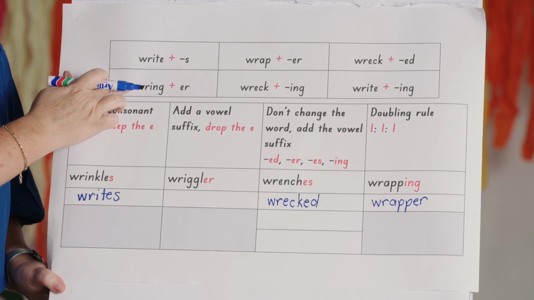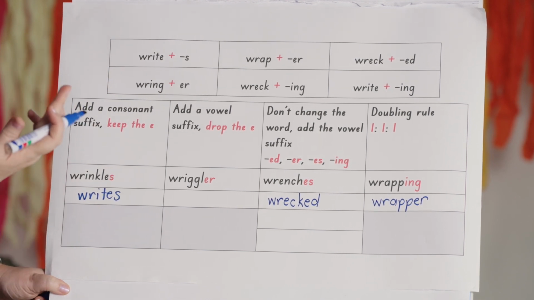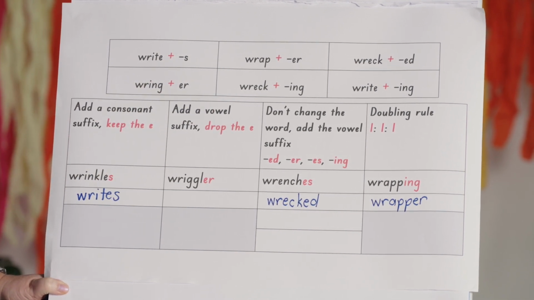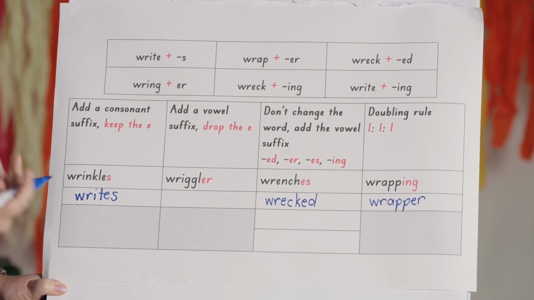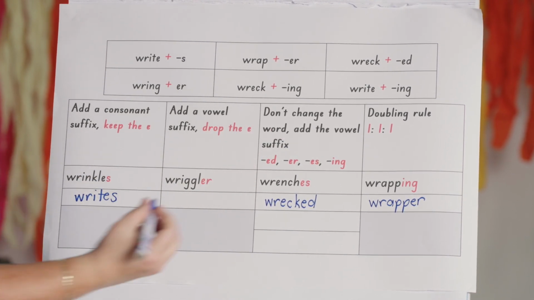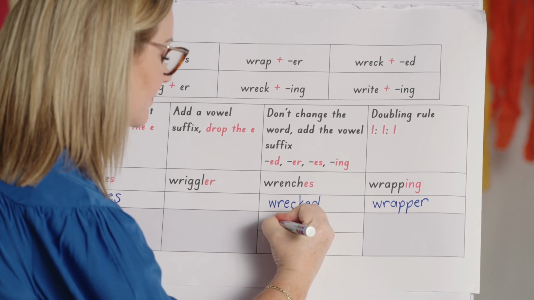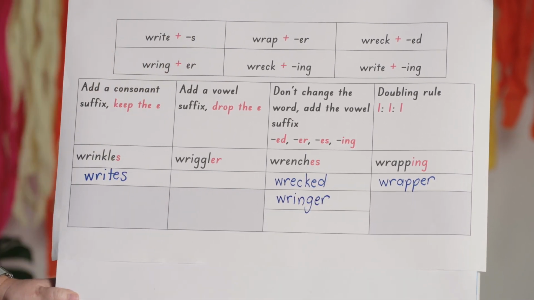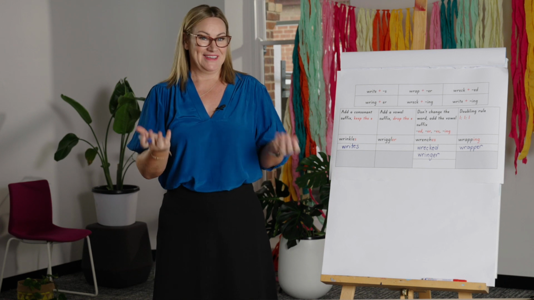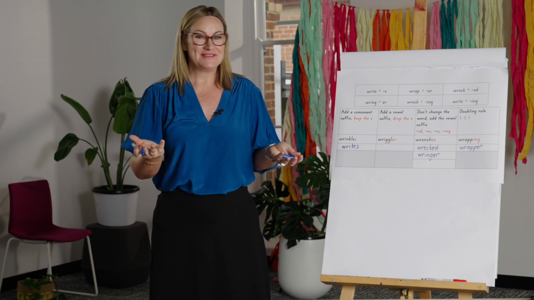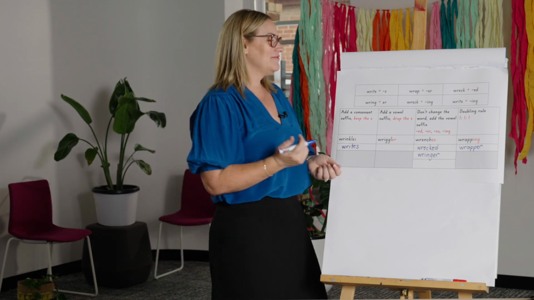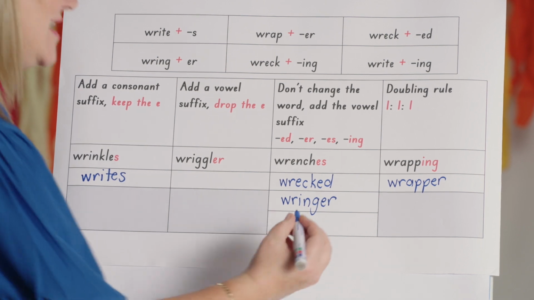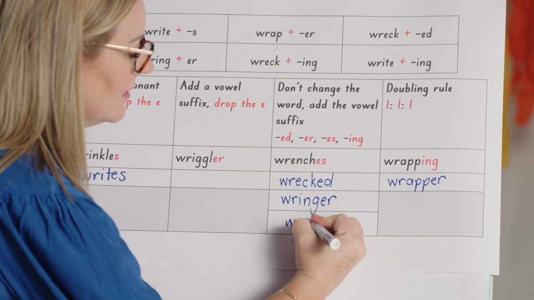Ringer. So ringer. What do we need to do here? We just need to add that suffix. Do we need to change anything? No, we're just adding that vowel suffix onto the end of our word. Ringer. Okay, wrecking. Need to change it? No, we just need to add that vowel suffix on. The base word stays the same. Nothing needs to change because it's not ending with that E. So, wrecking.